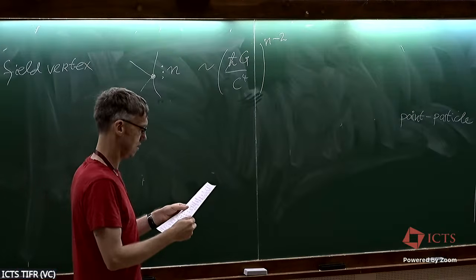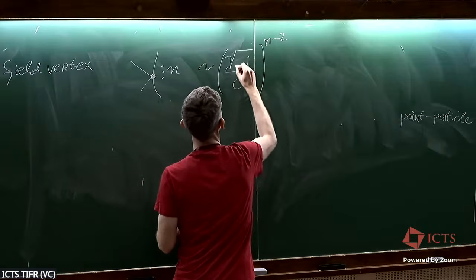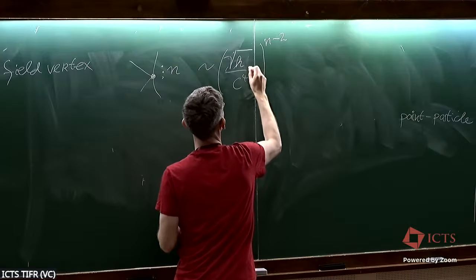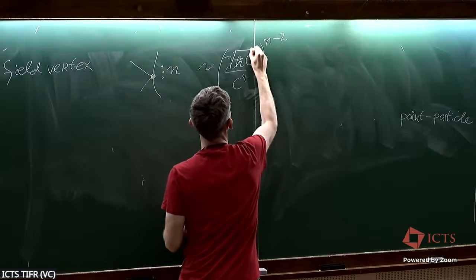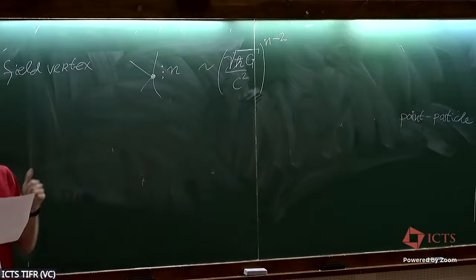There is a square root. Oh, yes. Oh, very good. Yes. Square root of h bar G. And here, yes, thank you. Very good.